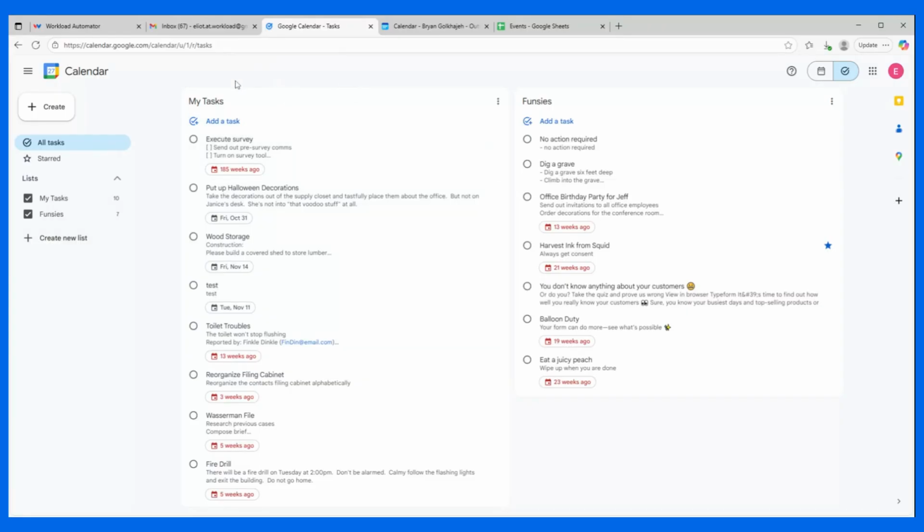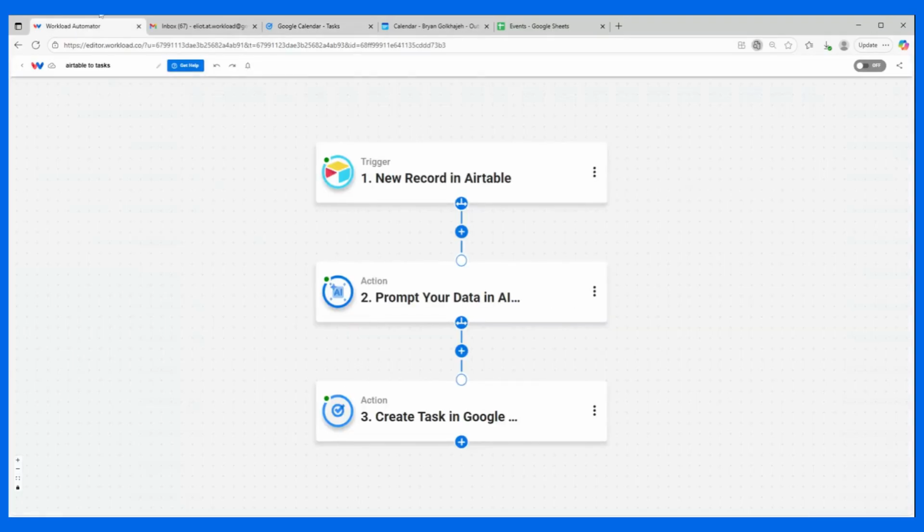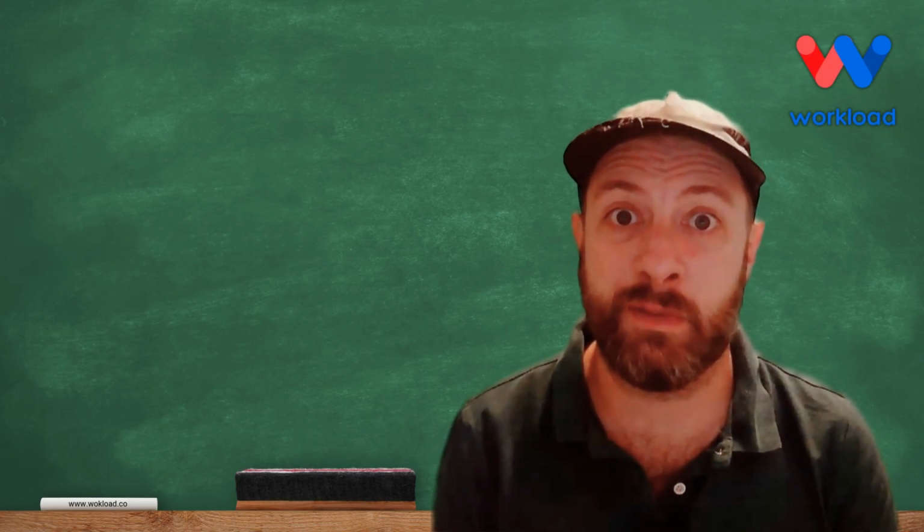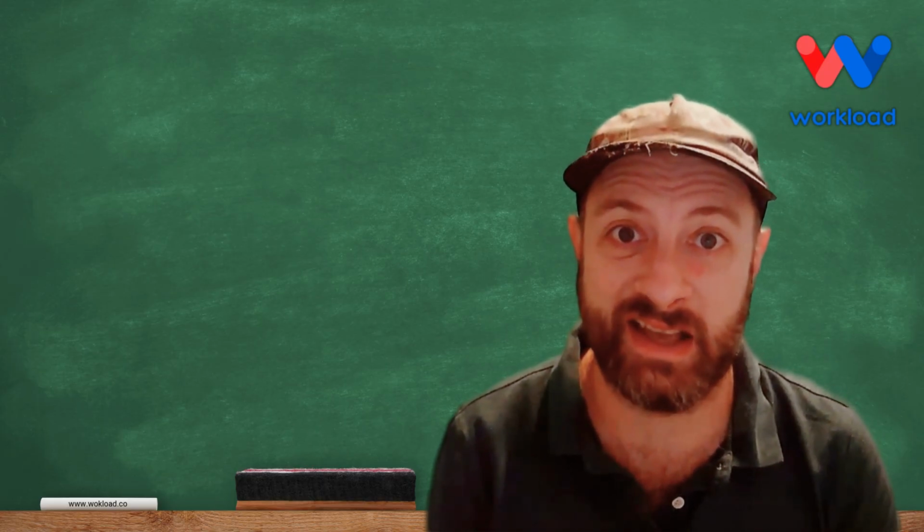We can come back over to the workload editor. I can check and make sure there's a green dot in each one of my nodes. And then I can activate my workflow. And now whenever there's a new record created in that specific table, the date will be properly formatted, and then the details will be used to create a task in Google Tasks. That's how you can use Workload to build a workflow that automatically turns your records into tasks.